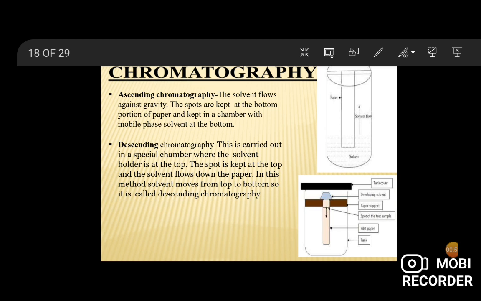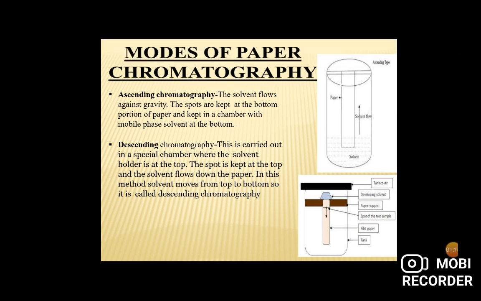In descending chromatography, this is carried out in a special chamber where the solvent holder is at the top. The spot is kept at the top and the solvent flows down the paper. In this method, the solvent moves from top to bottom, so it is called descending chromatography.